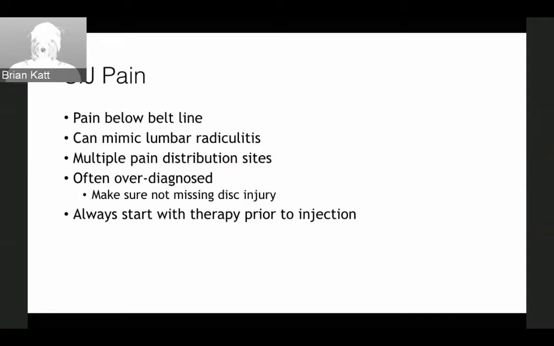It could be down the leg. It could really look like pain from an acute disc herniation, but the one thing it cannot be is the pain cannot be above the belt line. So if the patient comes to you and says, I have pain up here and then it goes down my leg, it's not the SI joint.